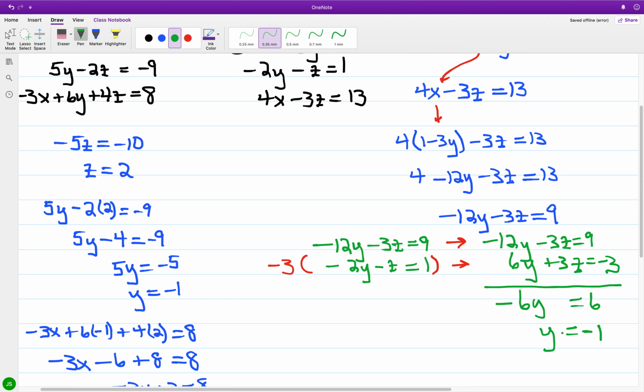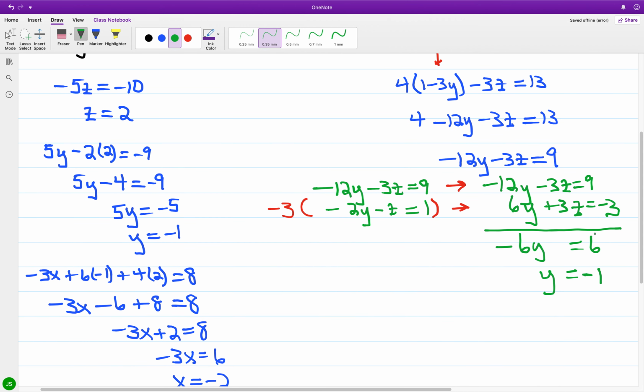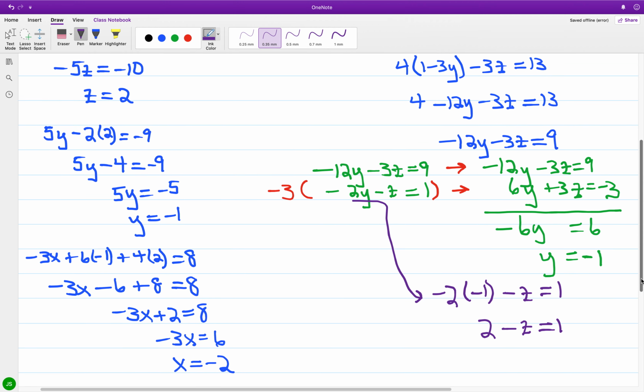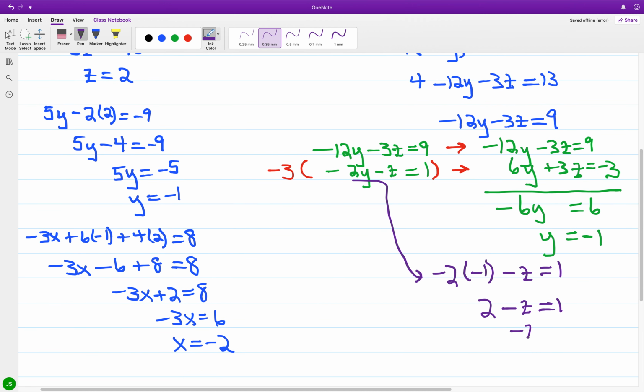I can plug y back into either of these equations, and we'll just go with this one. So we have negative 2 times negative 1 minus z is equal to 1. Negative 2 times negative 1 is 2, minus z is equal to 1. If I take 2 away from both sides, I have negative z is equal to negative 1. So z is equal to 1. So y is at negative 1 and z is at 1.